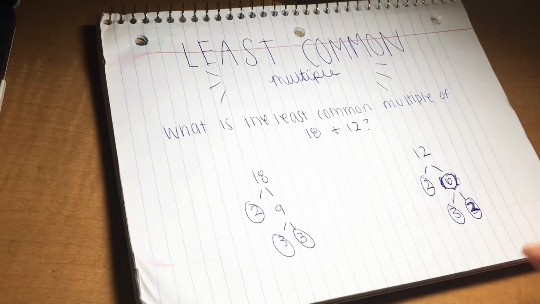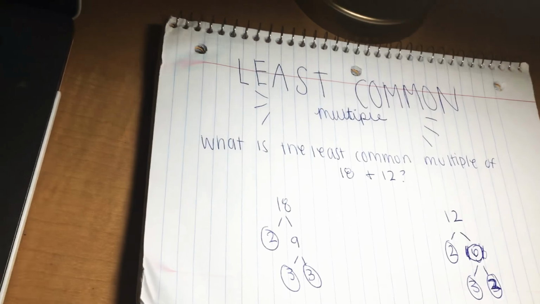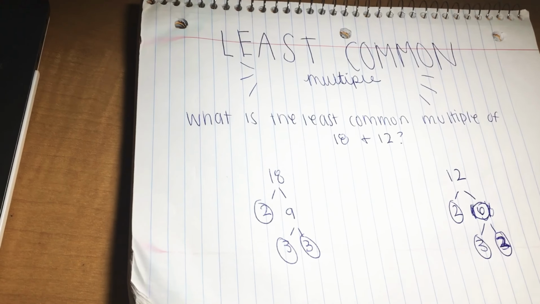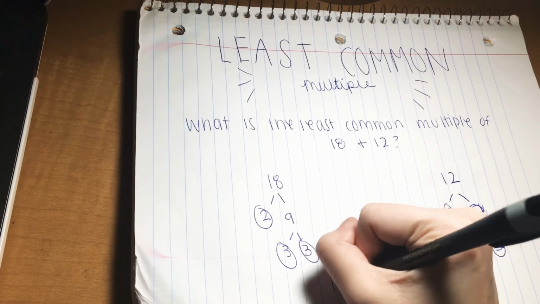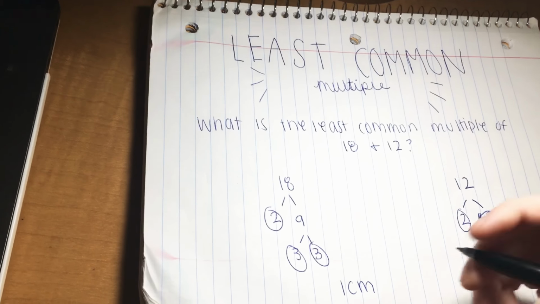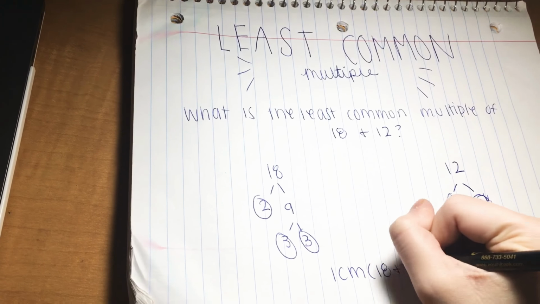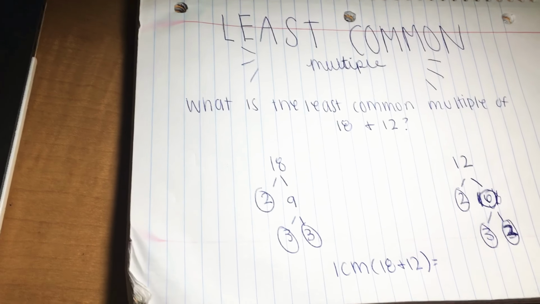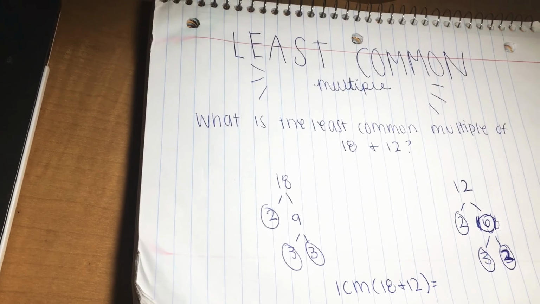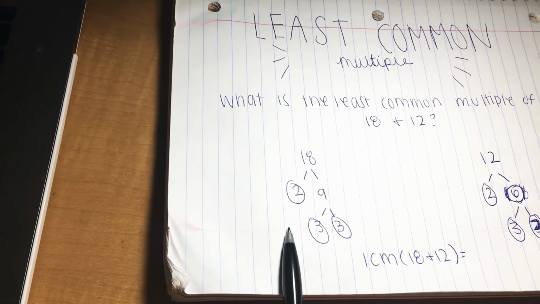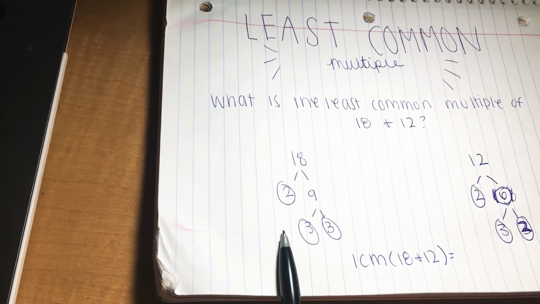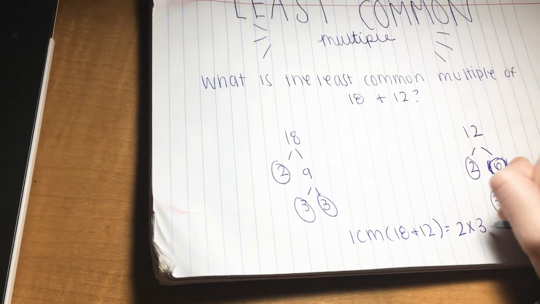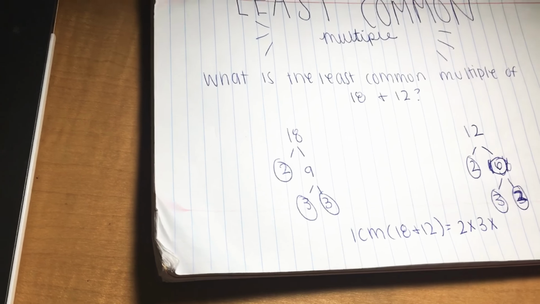Now we want to figure out the least common multiple of these numbers. So I want to find the least common multiple of 18 and 12, and we'll put a little equal sign there. We know that for it to multiply to 18, it has to have a 2, a 3, and a 3. So we're going to go ahead and write this down here: 2 times 3 times 3.